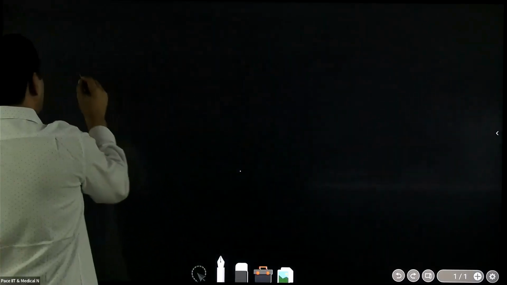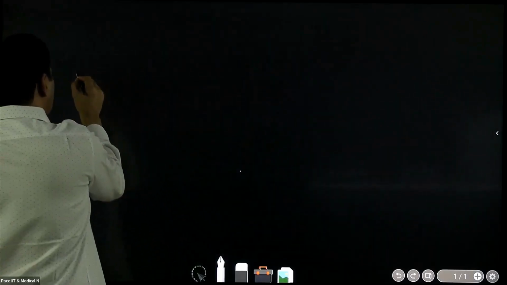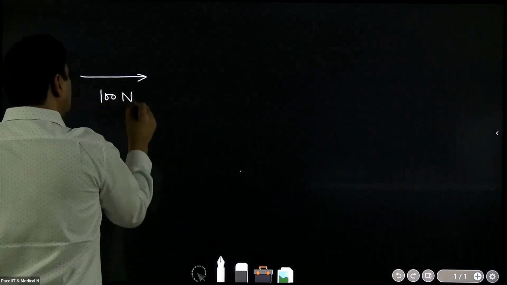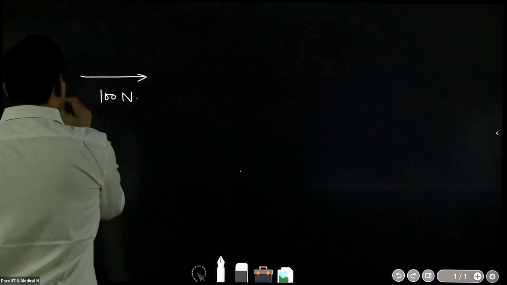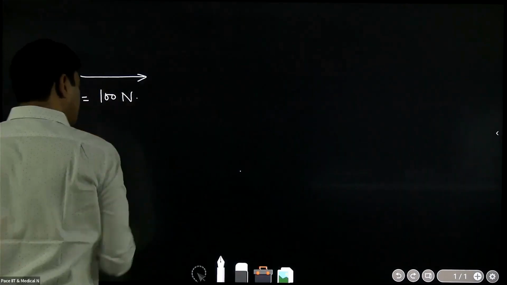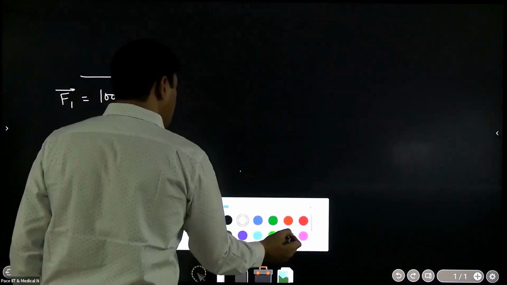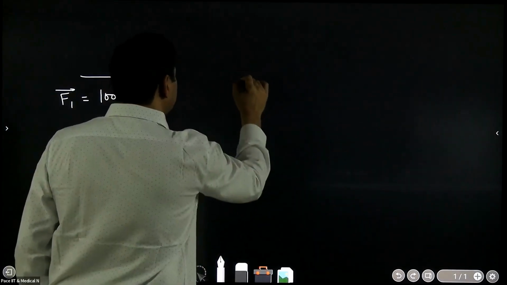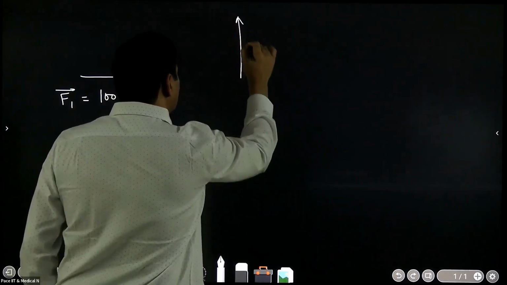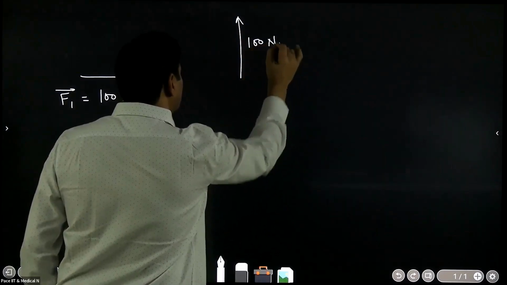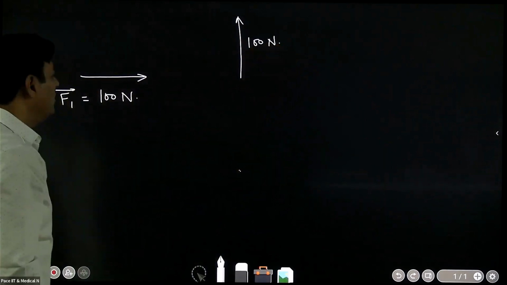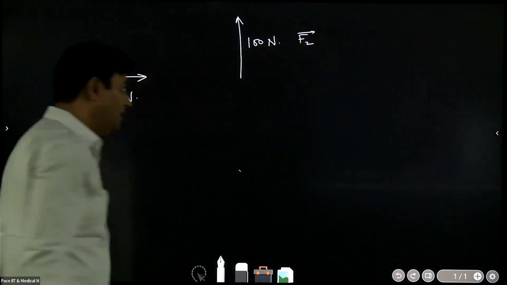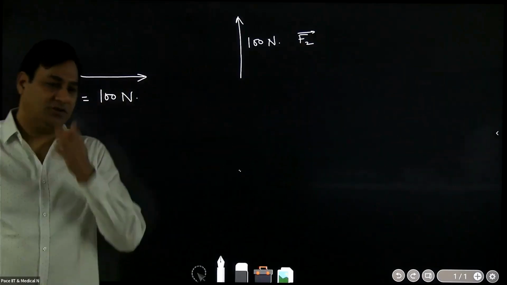If I give you a question, I have a force which is 100 Newton towards east, and this is force F1. And there is another force which is towards north, which is also 100 Newton. This is force F2. You have to tell me what will be the resultant force, the net force?